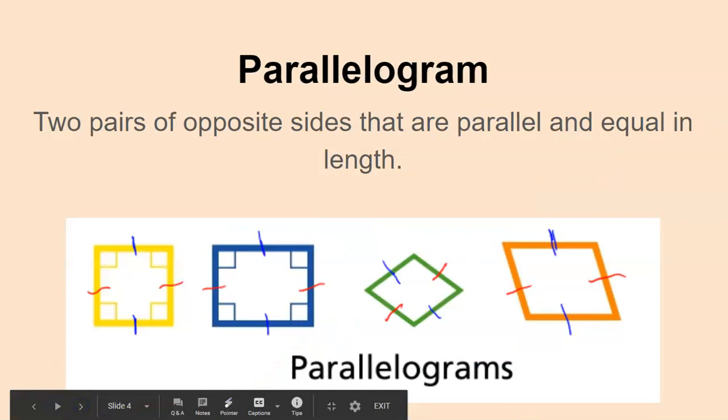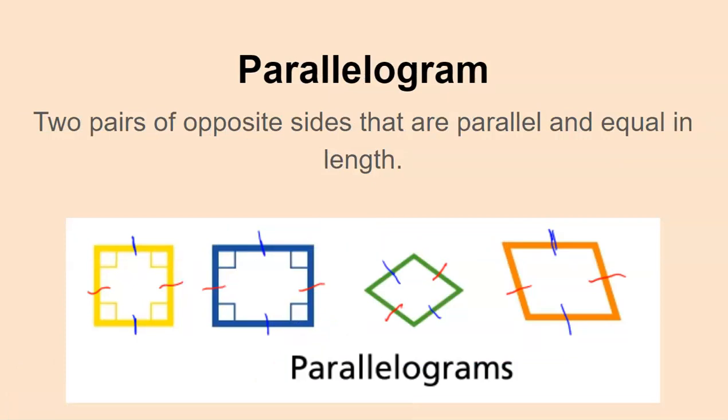Okay, next up we have a parallelogram. A parallelogram is also a quadrilateral because it has four sides. And this means that two pairs of opposite sides that are parallel and equal in length, or that's what a parallelogram has. So I kind of drew on there for you so you could see the opposite sides. So the blues are opposite sides and the reds are opposite sides.